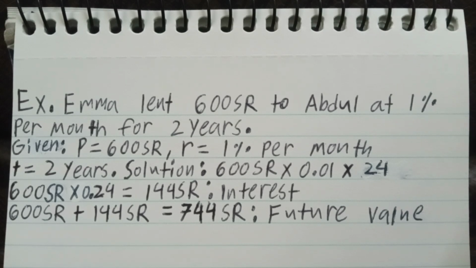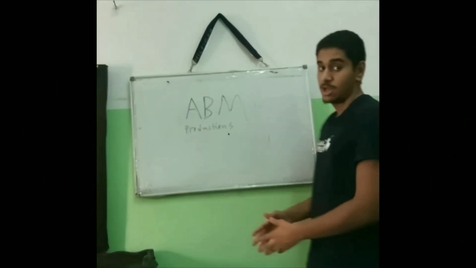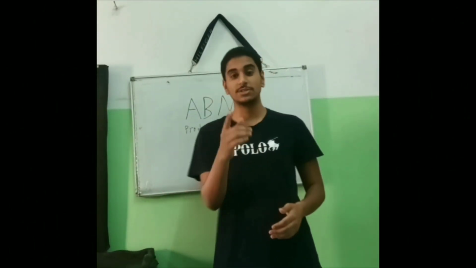But you might be asking, why 24? Because we have to turn 2 years into months, which will give us 600 reals times 0.24, which will equal 144 reals, which will be our interest. And lastly, we have 600 reals plus 144 reals, which will give us 744 reals, which will be our future value.